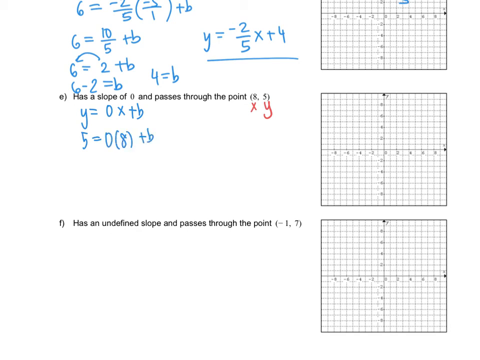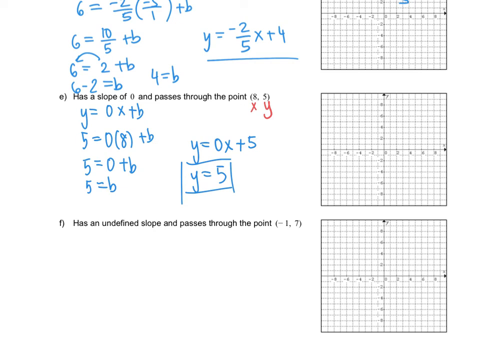Now 0 times anything is 0. So 0 times 8 is 0, that disappears, and there's nothing to move over. So 5 equals b, which means you can technically write your equation like this, but 0 times x is kind of silly because it does disappear. This is the final equation. Now this was kind of a long way to do it. I personally wouldn't do it this way.